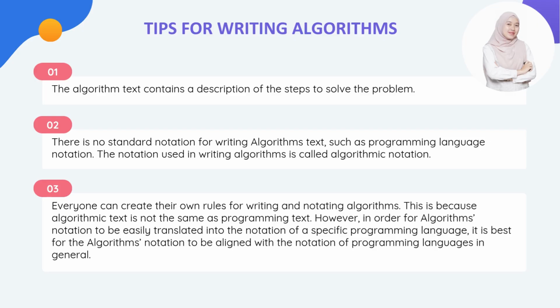Here are a few simple tips for writing algorithms. First, remember that algorithm text is basically a description of the steps needed to solve a problem. Second, there is no universal standard for writing algorithms, unlike programming languages. The style we use is called algorithmic notation. And third, because algorithm notation is flexible, everyone can create their own way of writing it. But for easier translation into real programming code, it's best to write algorithms using a structure similar to common programming languages. These tips help ensure that your algorithm is clear, readable, and easy to implement.